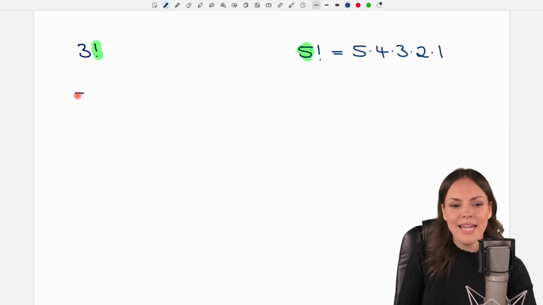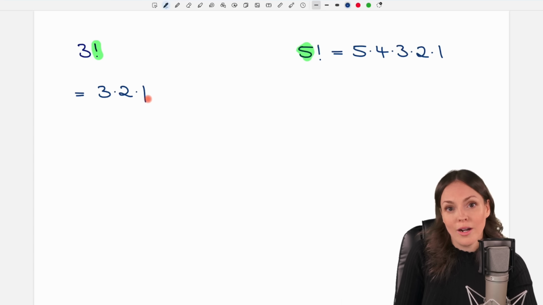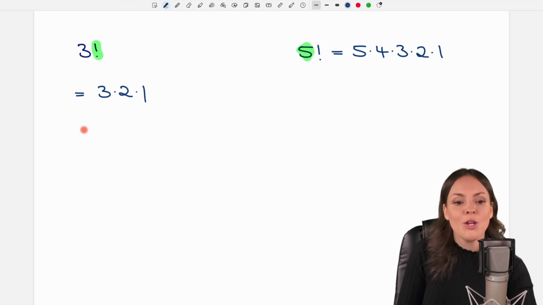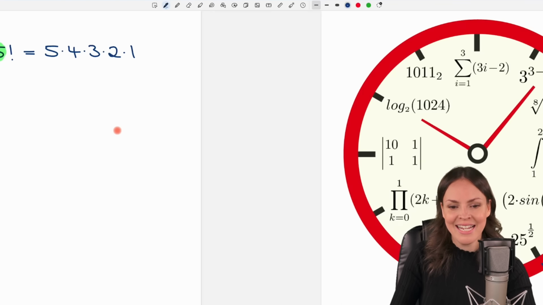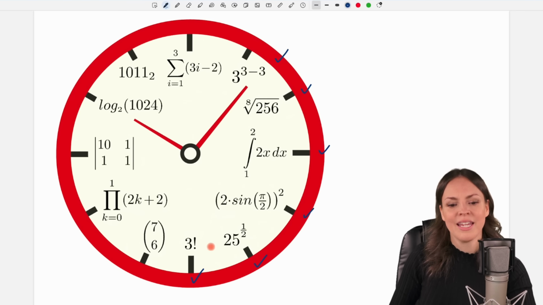So, in our case, this means we start at this number, at 3, and multiply it with the next smaller number, so with the 2, and multiply it with the next smaller, which would be the 1. This is our final number, so now we only have to calculate this. 3 times 2 equals 6, times 1 equals still 6, so this is our 6 o'clock.